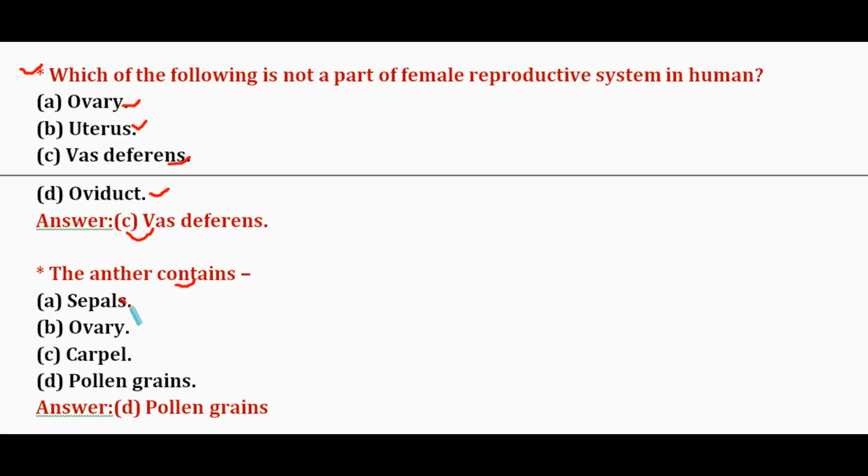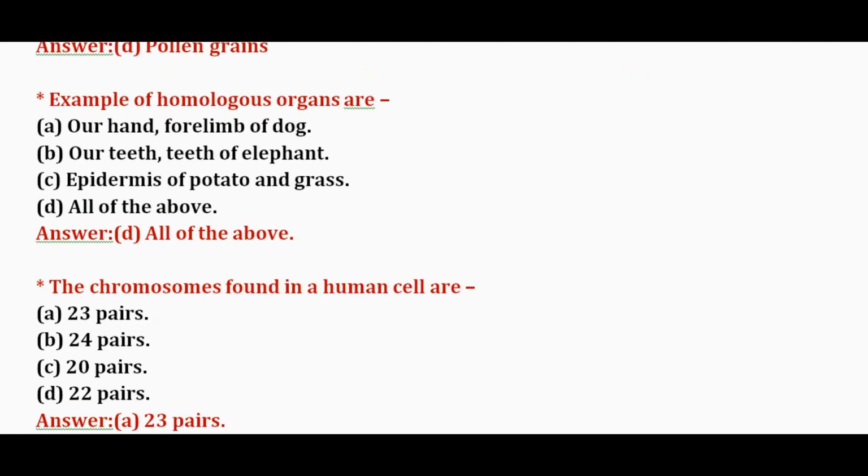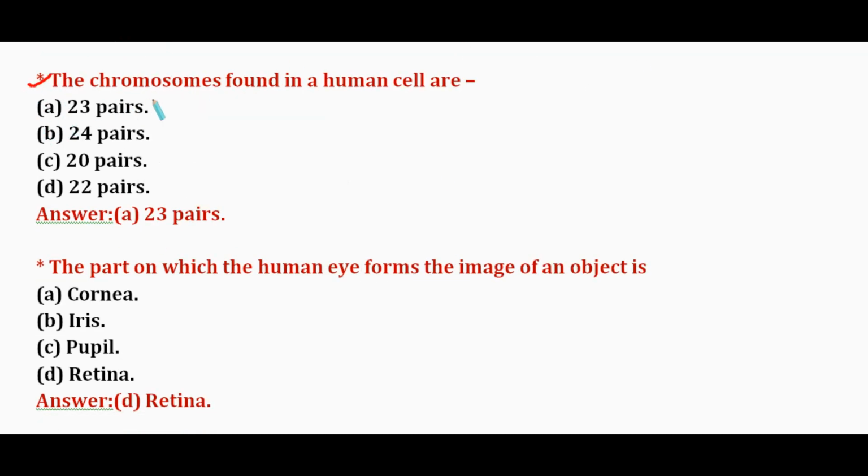The anther contains sepals, ovary, carpel, pollen grains. The correct answer is pollen grains. Example of homologous organs are our hand, forelimb of dog, our teeth, teeth of elephant, epidermis of potatoes and grass, all of the above. The correct answer is all of the above. Next question is: the chromosomes found in human cells are 20 23 pairs, 24 pairs, 20 pairs, 22 pairs. Correct answer is 23 pairs.